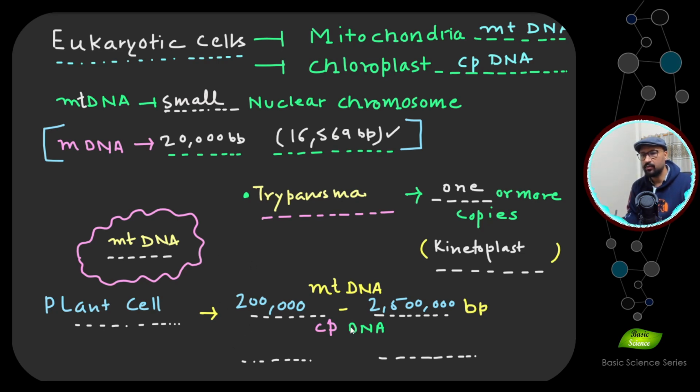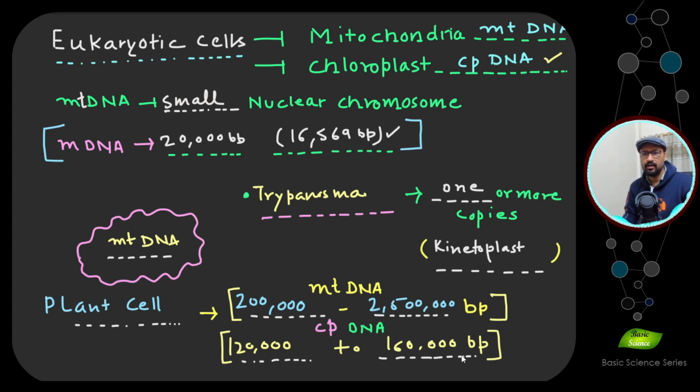Next, if we talk about cpDNA, which you probably remember as chloroplast DNA, the size ranges from 120,000 base pairs to 160,000 base pairs. So that is the average size of mitochondrial DNA as well as chloroplast DNA. These numbers are very, very important. Memory-type questions can come from these, so you need to remember them.